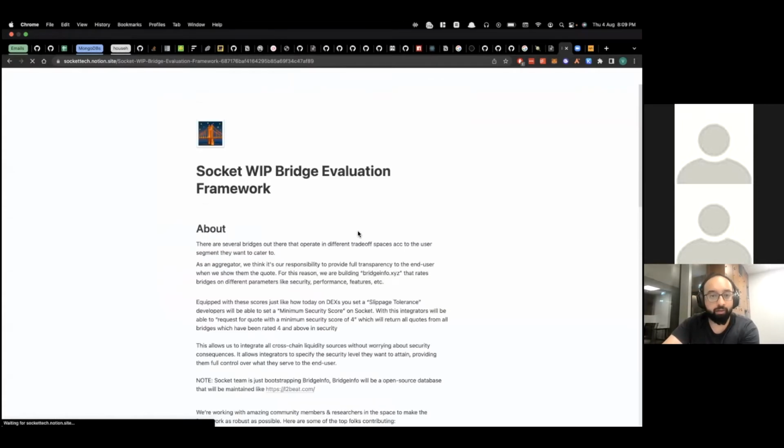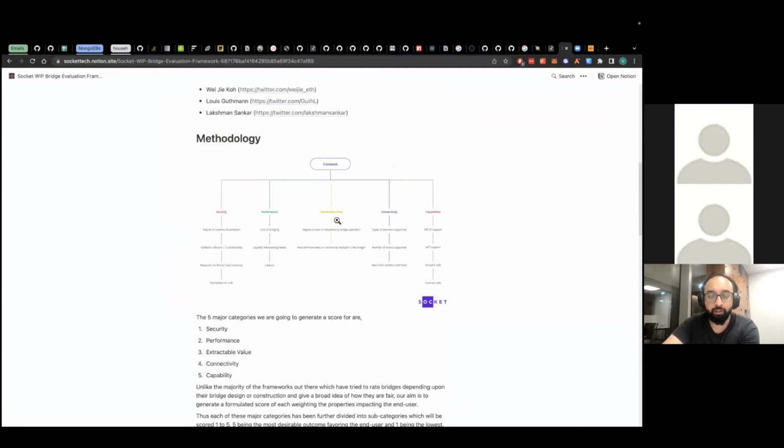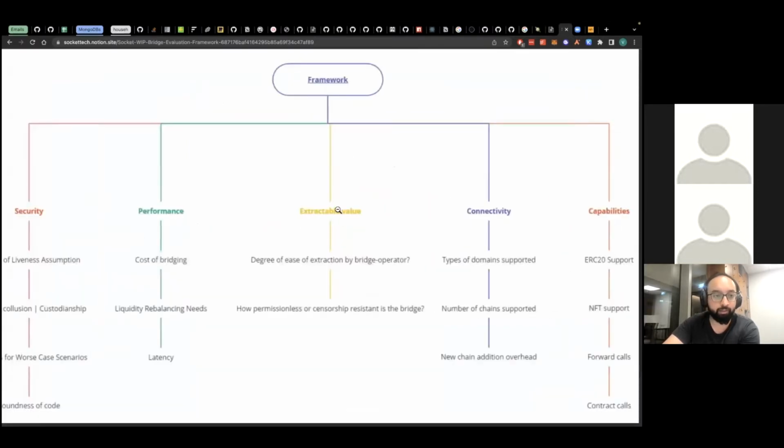Yeah, I'll just let that open. This is like an earlier version of the whole thing. This is not the final version, but I'll get to the final version in a bit. We try to evaluate bridges in like 5 things. Hope you can kind of see the whole thing.